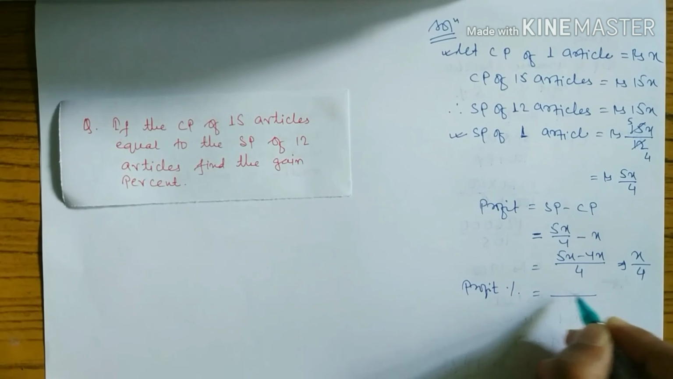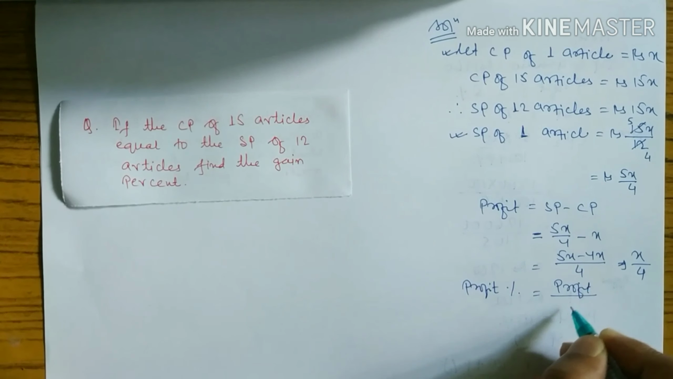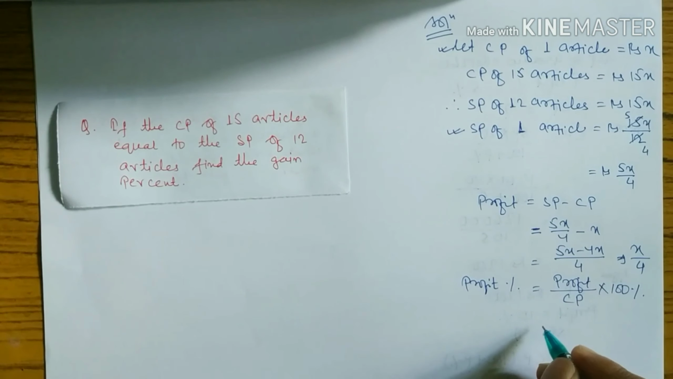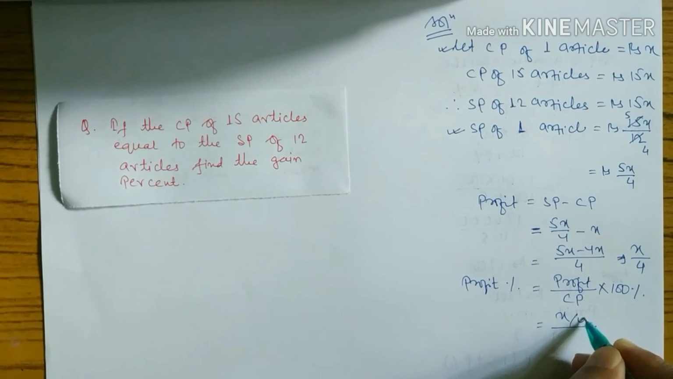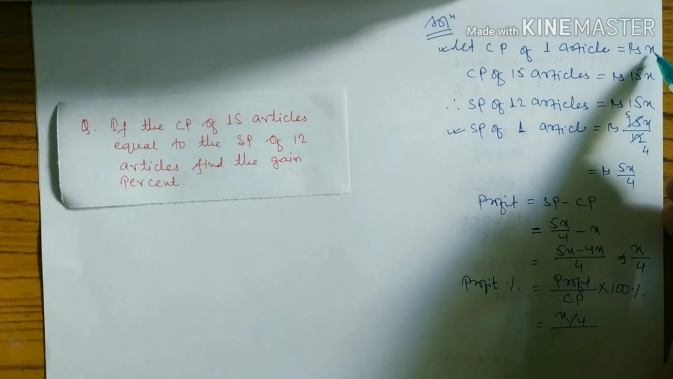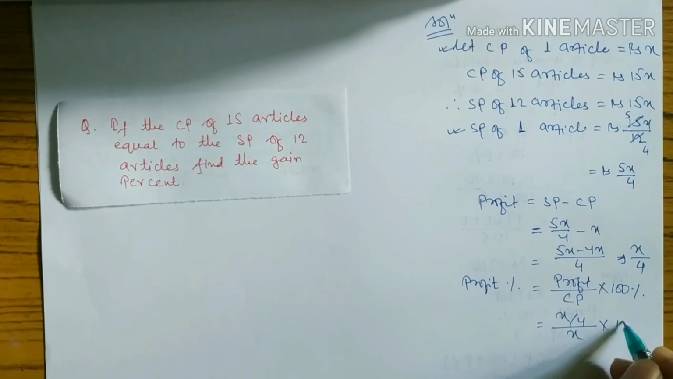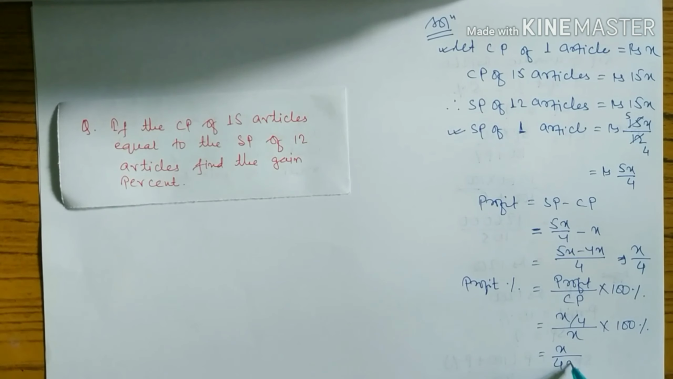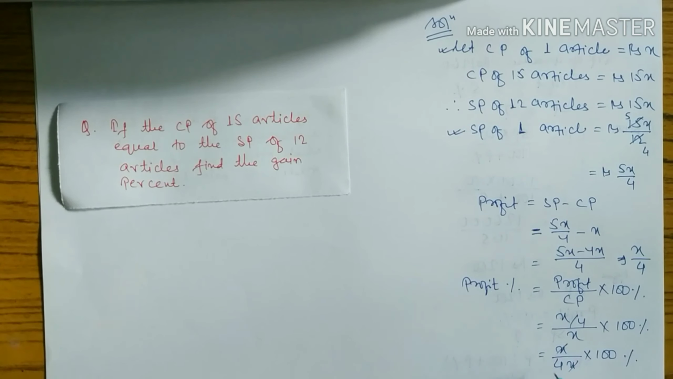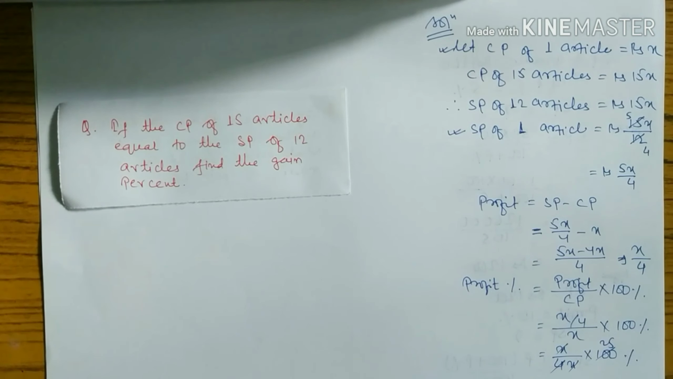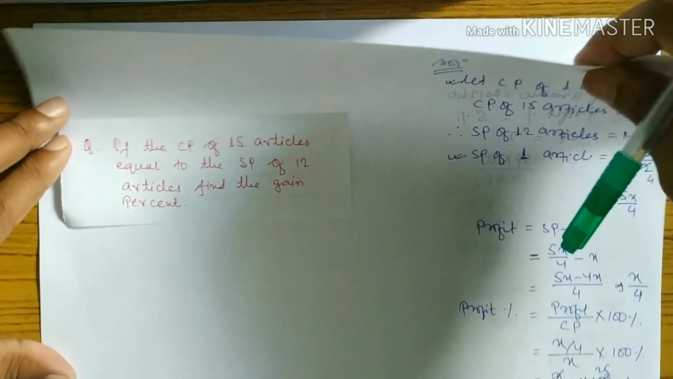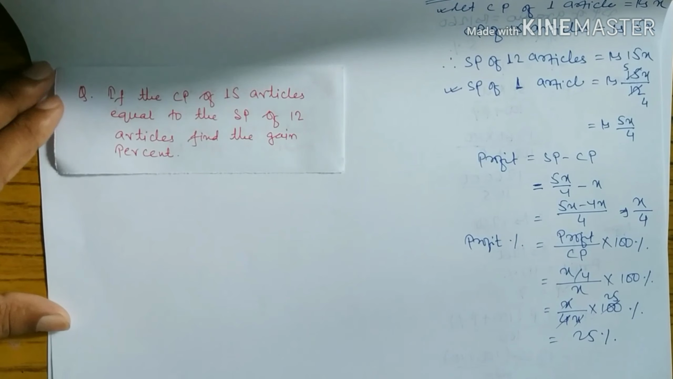Profit percent formula: profit by CP into 100%. Profit is equal to x by 4. CP is equal to x into 100%. x by 4x, 4 will come in the denominator, into 100%. x and x cancel. 4 into 25 is equal to 25%. That is the answer. So profit percent is equal to 25%.